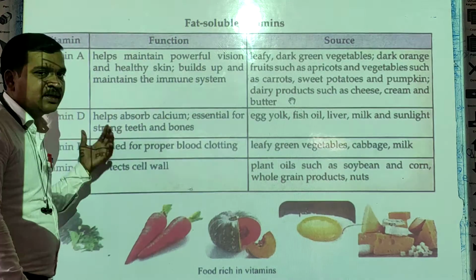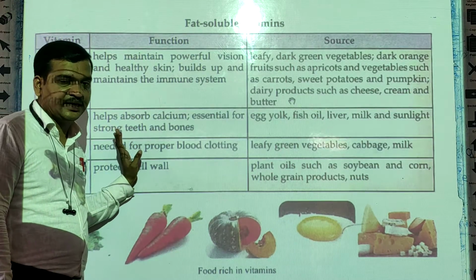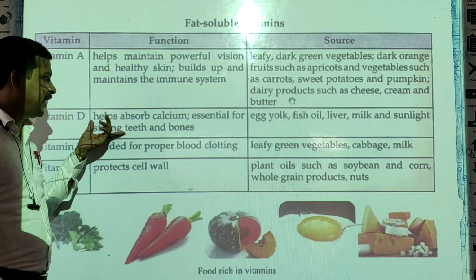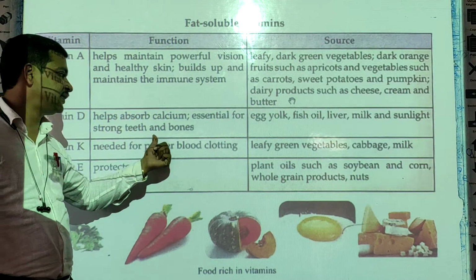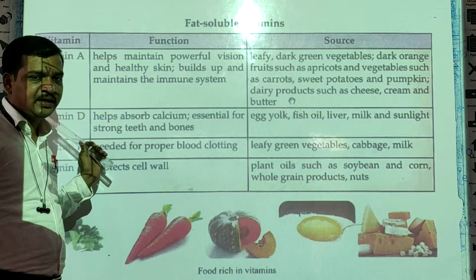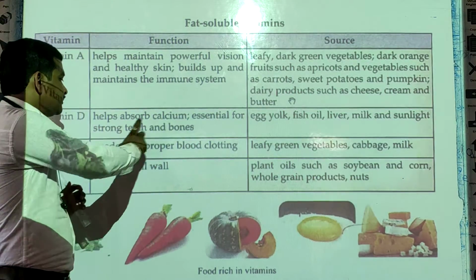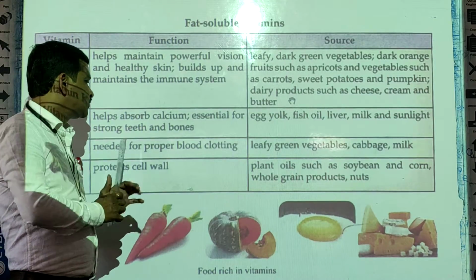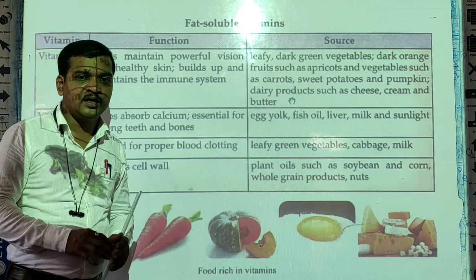Now the second one, that is vitamin D. Vitamin D is very necessary. Okay, it helps to absorb the calcium essential for strong teeth and bones. So vitamin D is helpful to absorb the calcium and to make strong teeth and bones. So this is vitamin D.